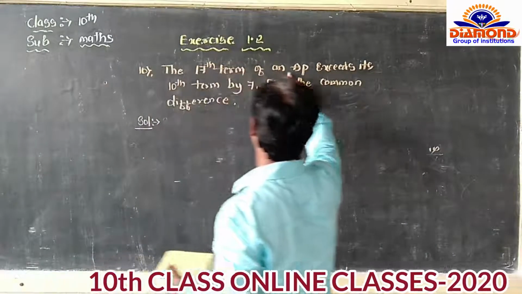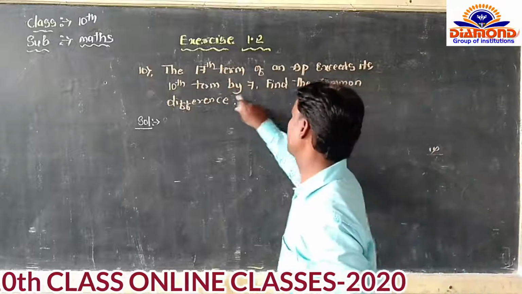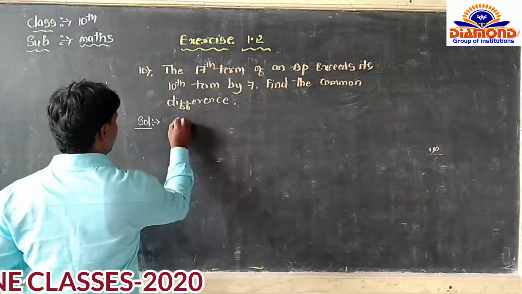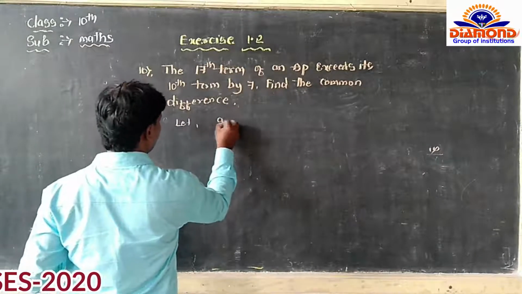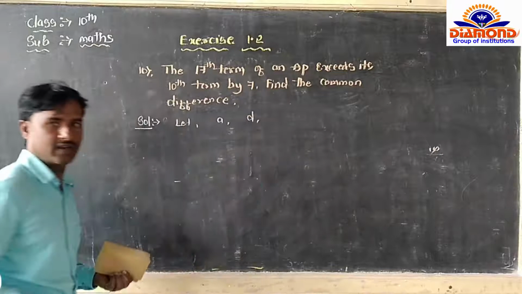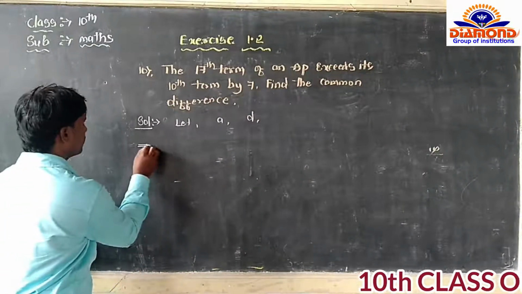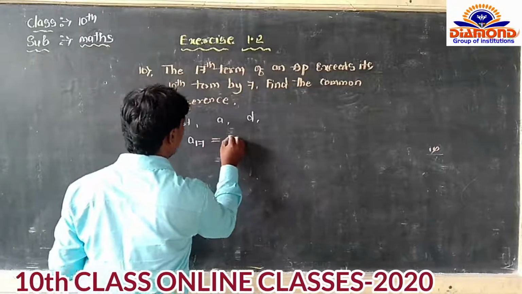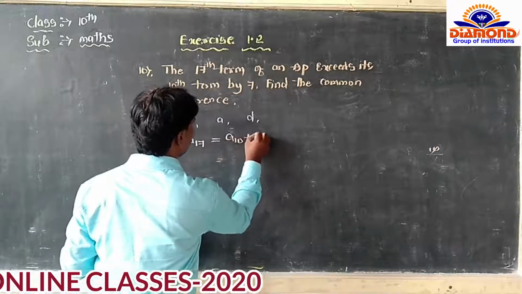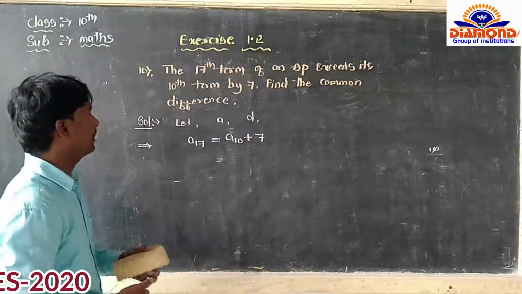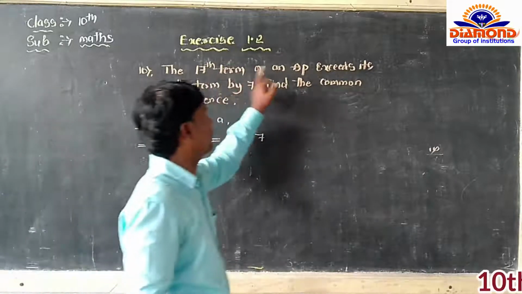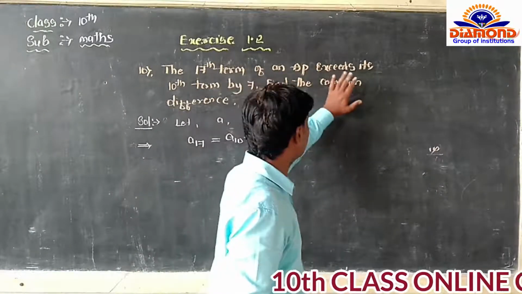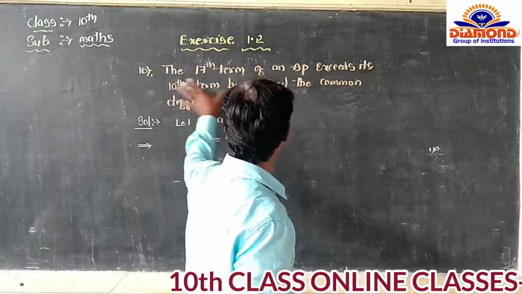The 17th term of an AP exceeds its 10th term by 7. Find the common difference. We already know that a is the first term and d is the common difference. According to the question, the 17th term is equal to the 10th term exceeds by 7. That is the question. One more time, dear students: the 17th term of an AP exceeds its 10th term by 7.